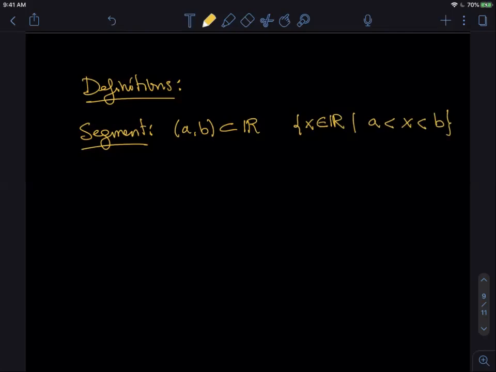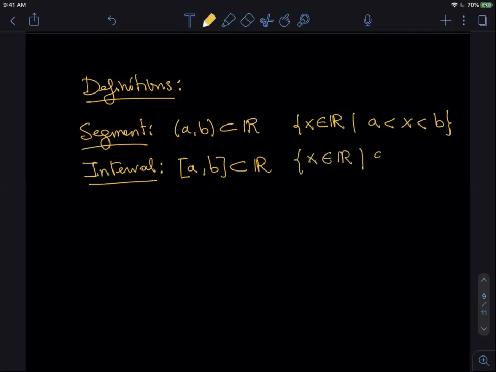This is the open interval. We can also, in the book, they talk about interval referring to the closed one. But we can say closed interval, open interval. The closed one, the only difference is that it includes the endpoints. A and B are included.